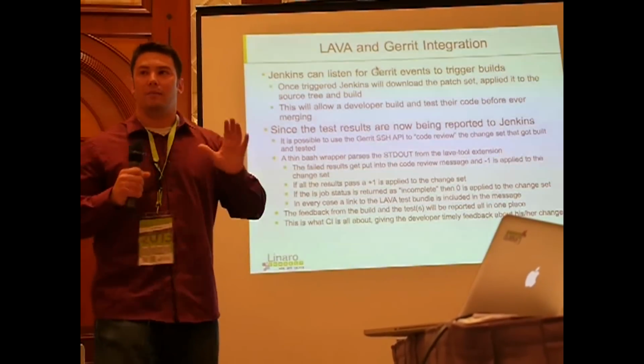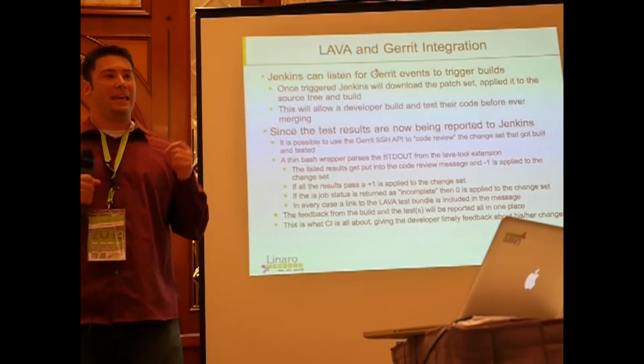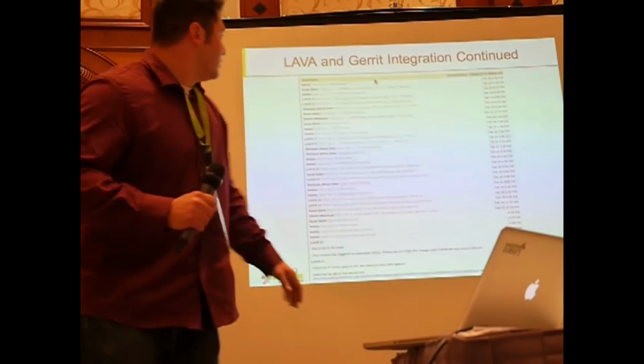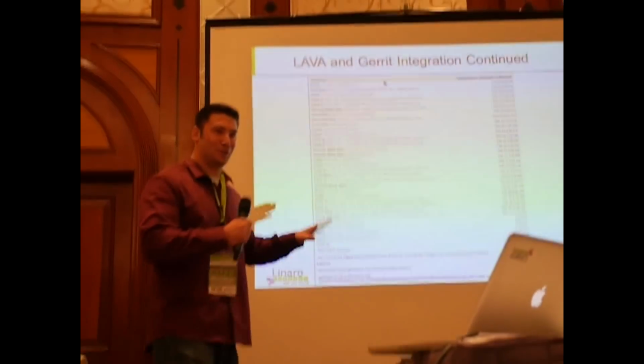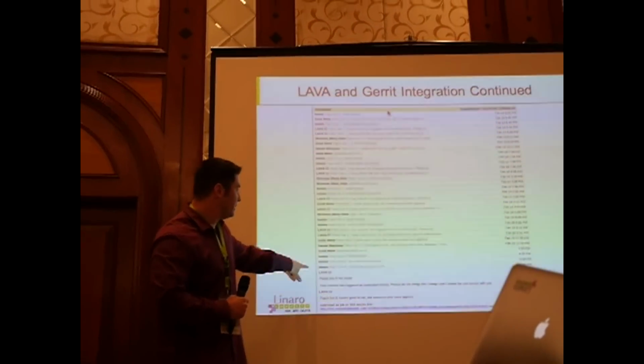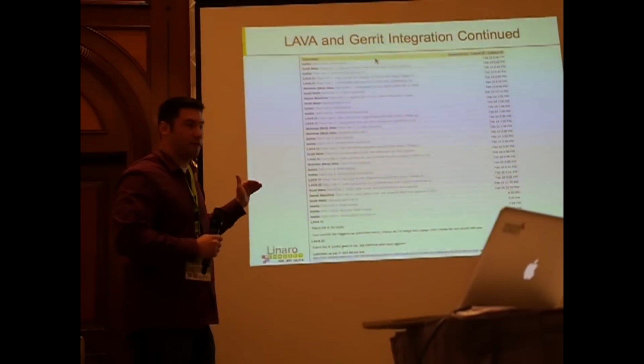But this is what CI is all about, right? It's getting developers quick feedback that's not a pain to use. And that's what we really strived for when we did this. So again, the pictures are a little hard to see. But what's important to notice here is that on every single commit, we're getting a build and we're getting a test and we're getting results fed back in.